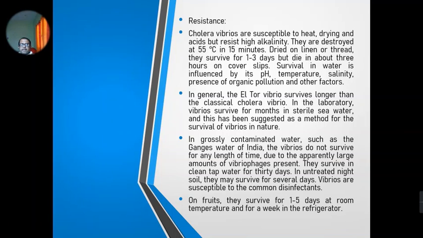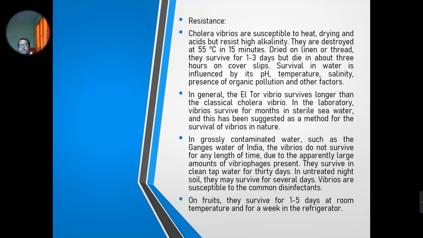Okay, and this bacteria can survive in clean tap water for 30 days, meaning our stored water. It can remain alive there for 30 days. In untreated night soil, they may survive for several days, at night when the temperature is very low. In that condition, this bacteria can survive for several days.